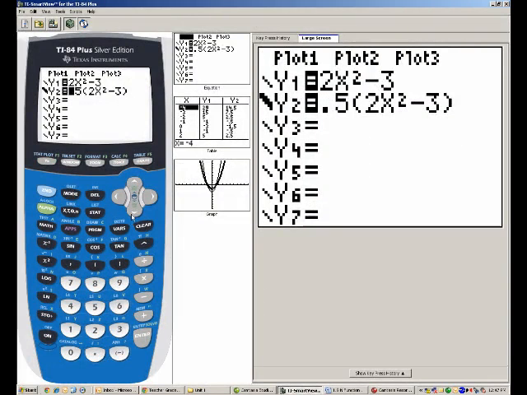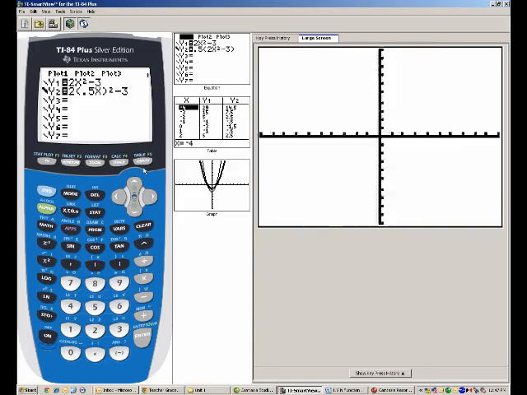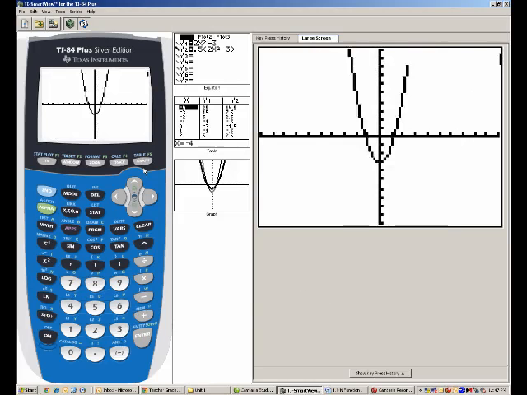Indeed. 2 times 0.5x. Not on the very outside, you don't. Okay. You ready to watch? Here we go. Here's our original. And here's our new function.